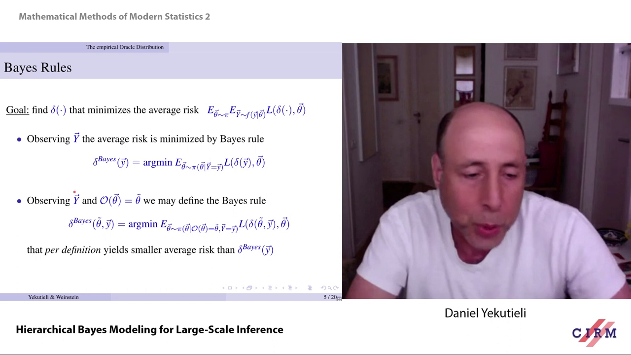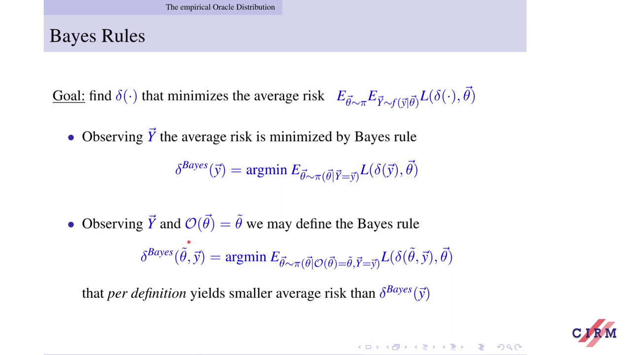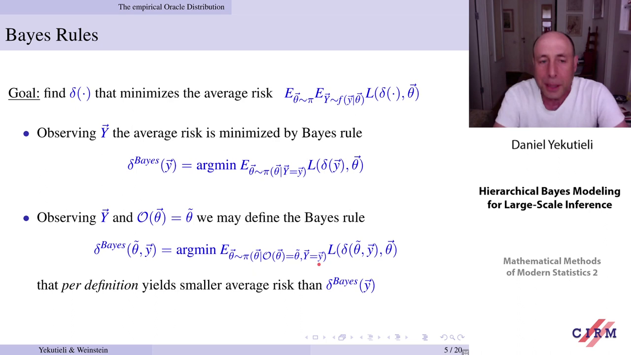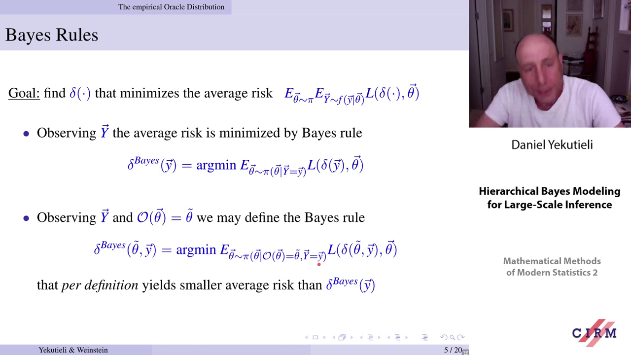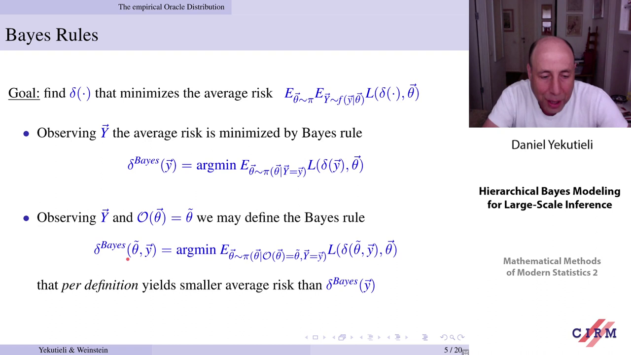What we say is, look, if we don't only observe y, but furthermore observe the order statistic, then we may define a better Bayes rule. So what is our better Bayes rule? We denote it delta of Bayes, but it's a function not only of the realized data value, but also of the realized order statistic value. So in this case, it looks the same. It's the argmin of some mean loss. However, now the mean loss is taken over the conditional distribution of the parameter given the data and given the value of the order statistic. We only assume that the order statistic equals theta tilde. So it's a function both of the data y vec and theta tilde. And then per definition, this new Bayes rule yields a smaller average risk than the regular Bayes rule. So this is the object we're interested in.